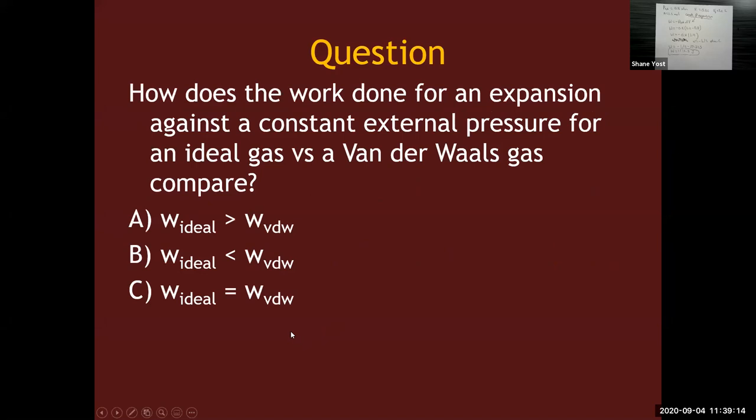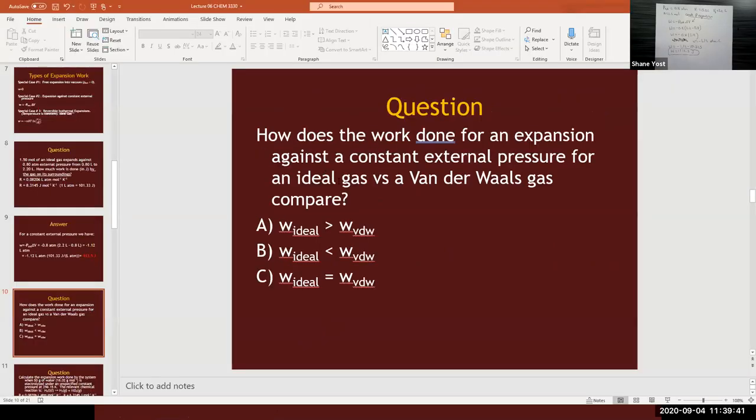Okay. Right, so quick question here: how does the work done for an expansion against a constant external pressure for an ideal gas versus a van der Waals gas compare? I should say here, assuming the same changes in volume. Let me just add that.